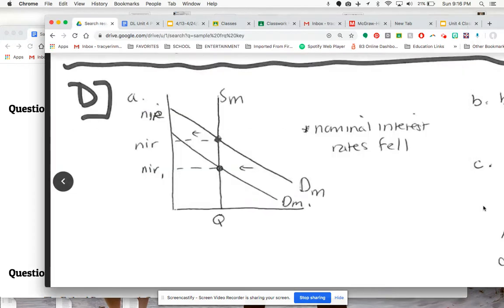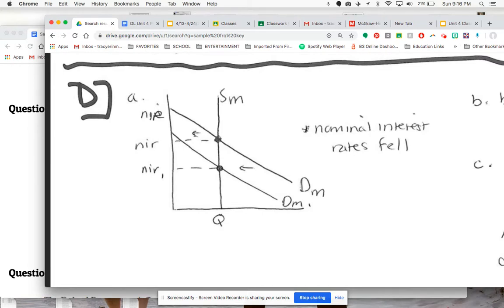So for part A, you should have a graph that looks something along the lines of this. There's one little problem with this graph here, and that we don't have the equilibrium labeled on these two, and then we're missing the quantity of money over here. But for your purposes of, did I do what I needed to do correctly, the demand for money should be shifting to the left, and you would have that new nominal interest rate.